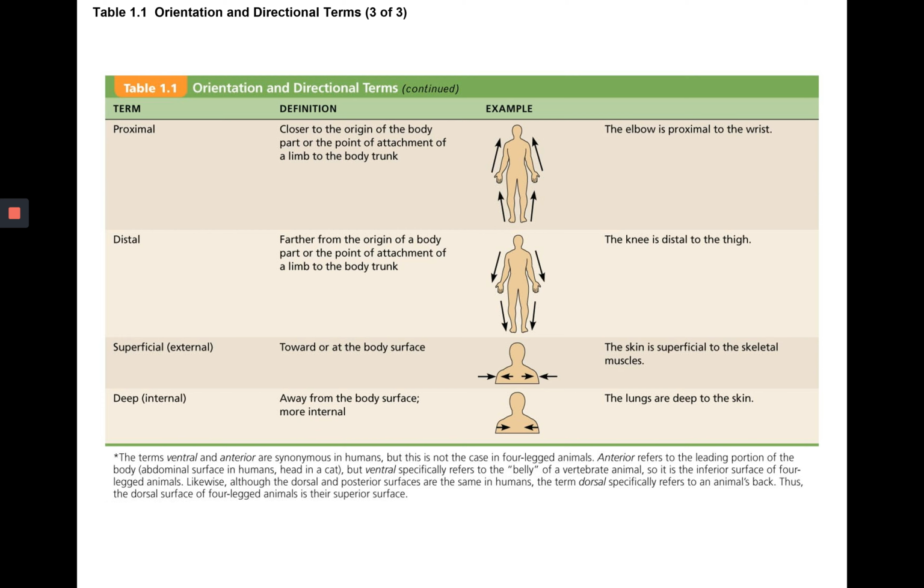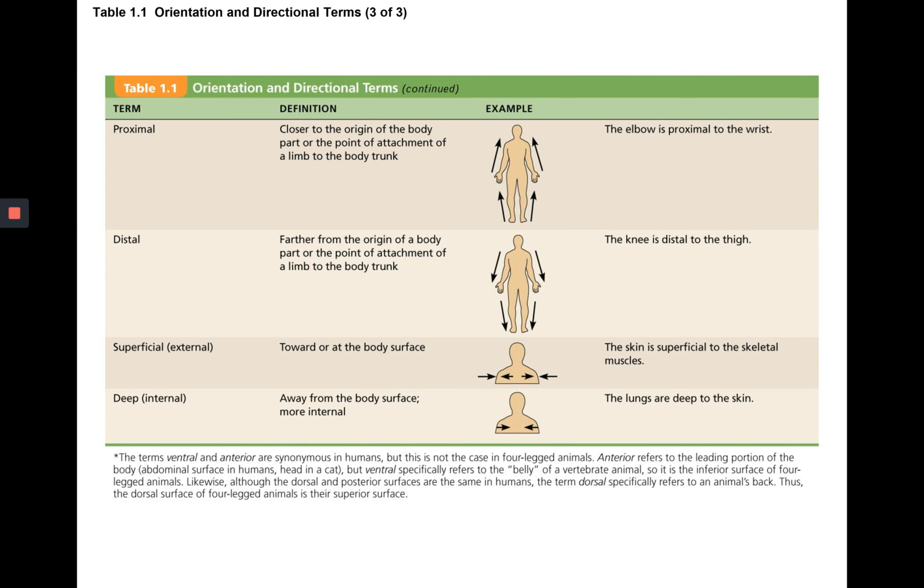Proximal and distal we'll come back to. Superficial is more external, deep is more internal. For example, your skin is superficial compared to skeletal muscles because they're under the skin. The lungs are deep to the skin because you can see the skin, so it's superficial, whereas the lungs are deep or more internal compared to the skin.